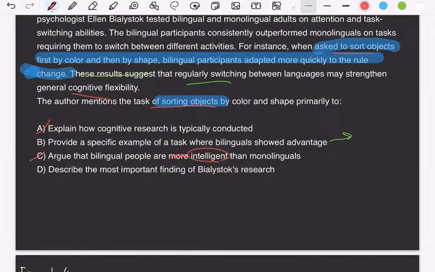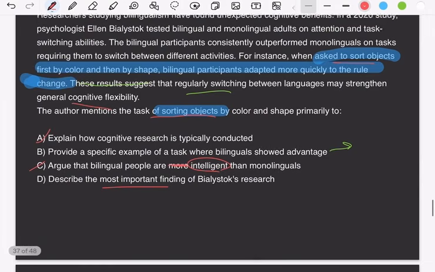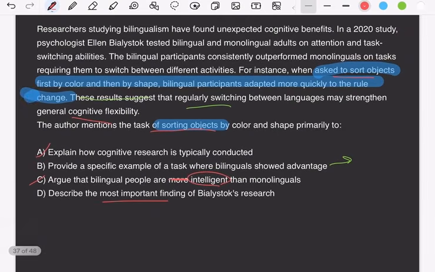And lastly, most important finding. It describes the most important finding of the author's research. Now, there is no indication in the passage at all that it is the most important, and it doesn't actually state what we're looking for. We want why the author is talking about sorting objects, so we are going to mark that as incorrect. We see that the correct option is indeed provide a specific example of the task where bilinguals show significant advantage.